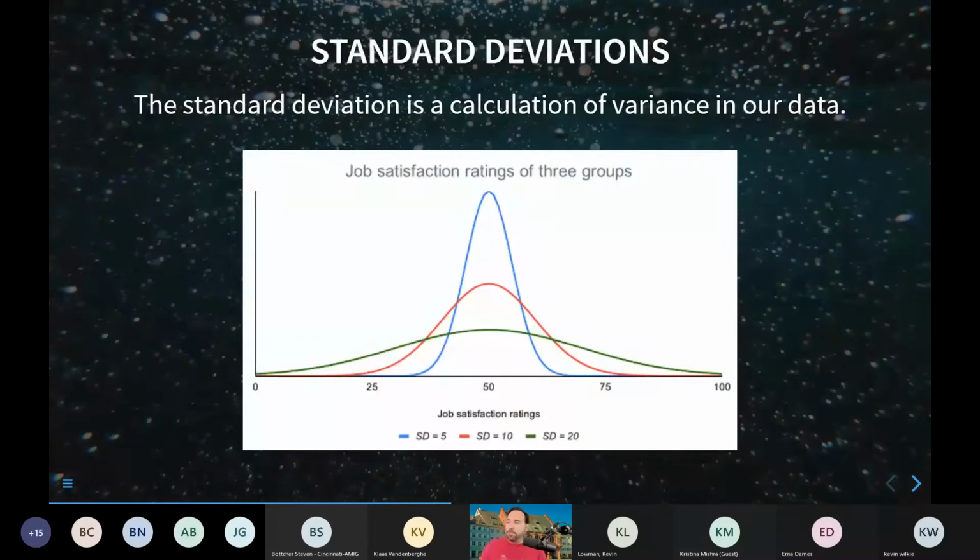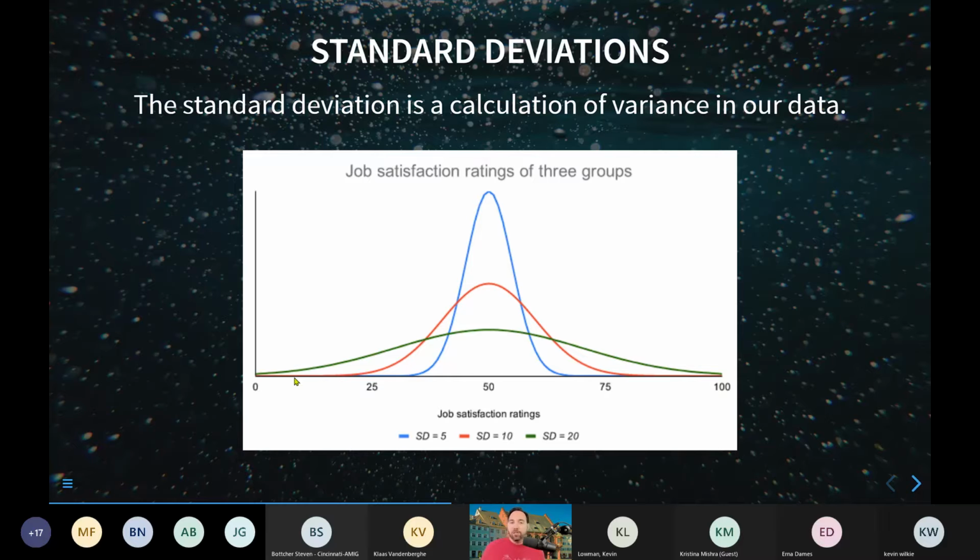All right, standard deviation. This is a calculation of variance in our data. It's the square root of variance. The whole idea here is as variance increases, the number of possible options that we would expect increases. So if I have a job satisfaction score and I say our mean is 50 and our standard deviation is 5, then I would expect, this is the blue line for that arc, 35 to 60 or thereabout to be the vast majority of entries. If I get an entry that's 90, that'll look weird. If I get an entry that's 10, that'll look weird.